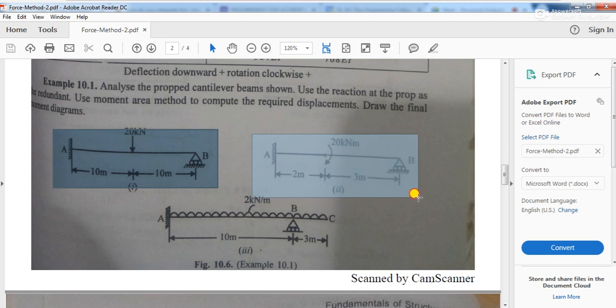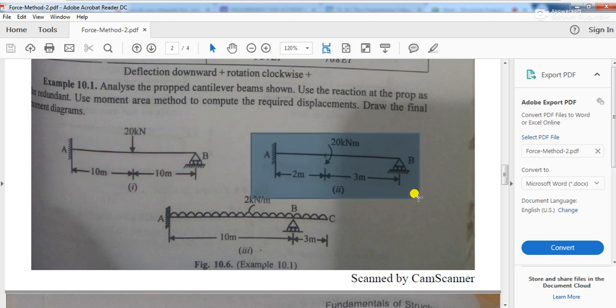It's a simple problem again, but in this problem a moment is acting. A 20 kilonewton meter moment is acting at a distance of 2 meters from the fixed end. This problem and the previous one, the methodology of solving will remain the same if you want to apply the force method of analysis.